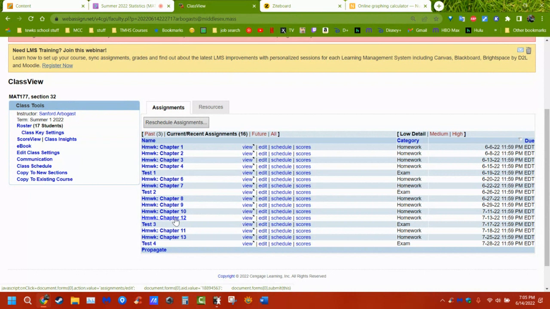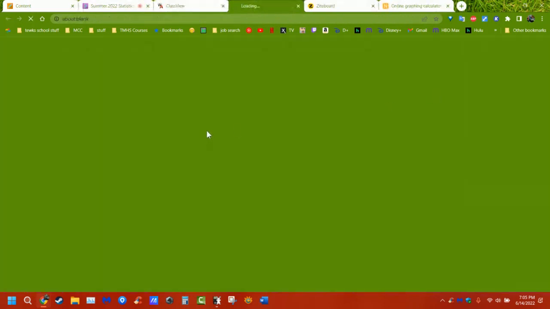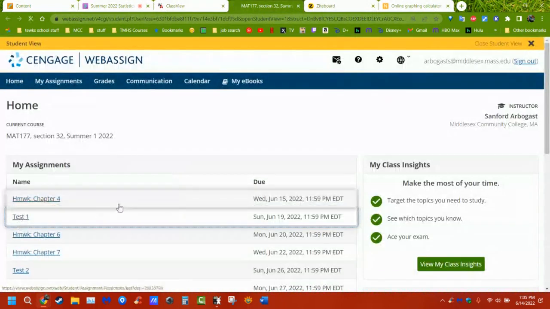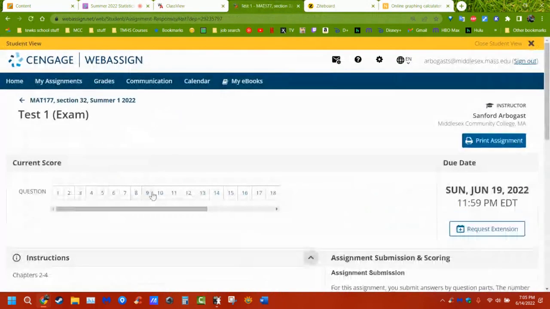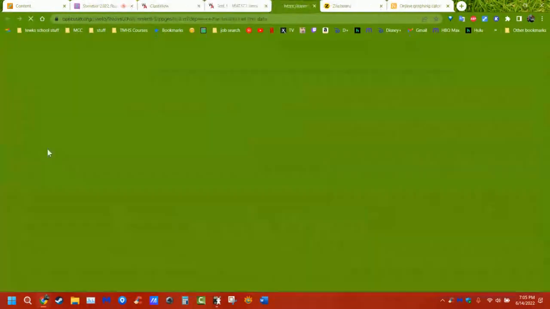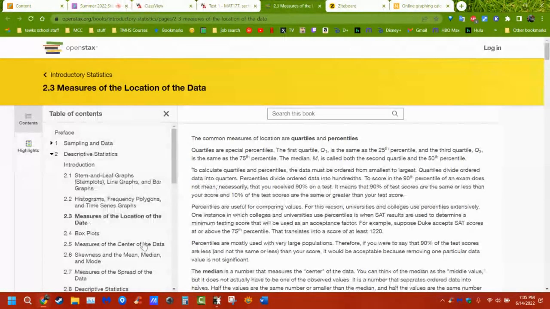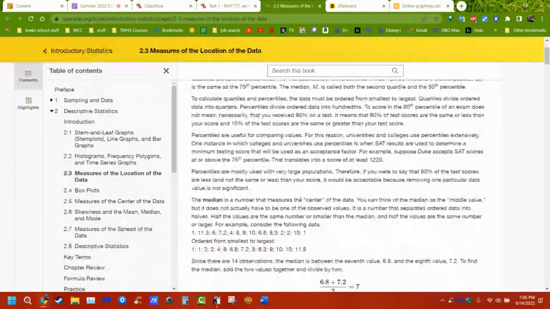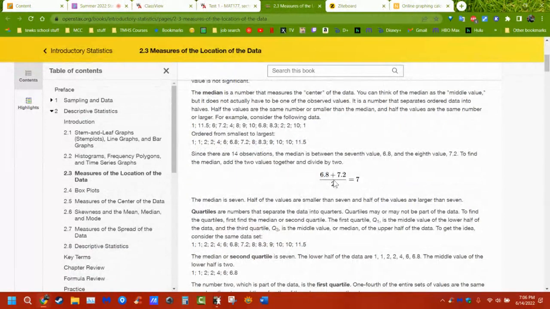If you take the question and you didn't get it right, you can answer each question two more times. So if you don't get it right, look at other questions, go back to the chapter. I think there's a link to the book. So if I went in student view and I hit test one and I go to problem 10, I click on it, it brings me to that section of the book. I don't remember how to do this. Oh, now I know how to do this. Okay, I'm good.